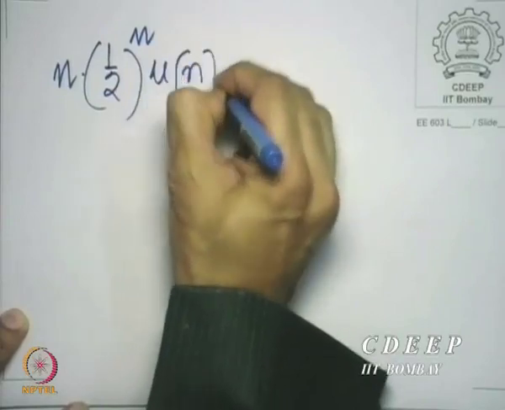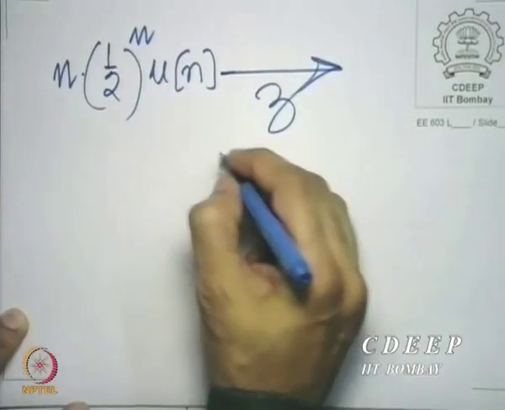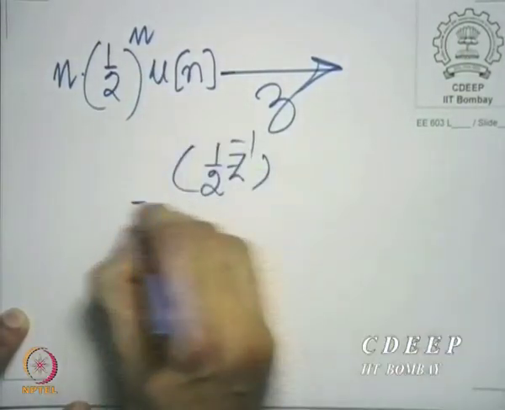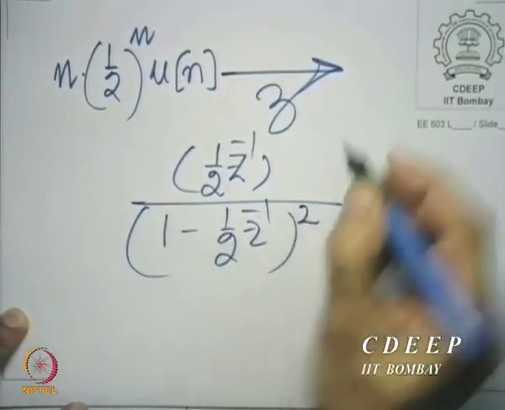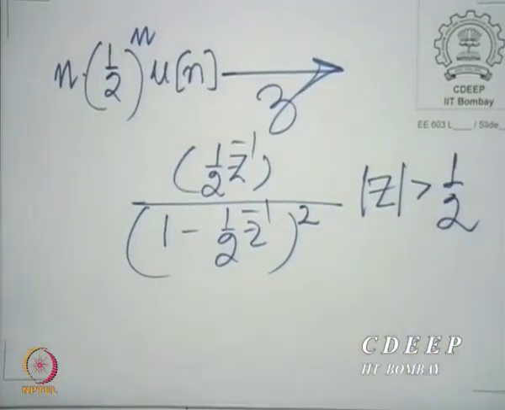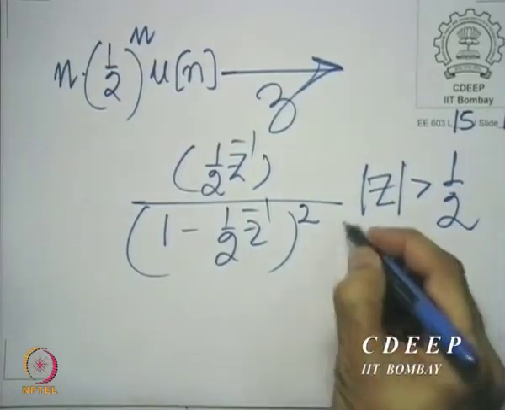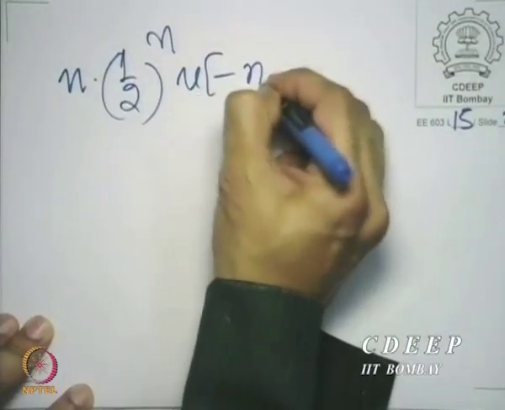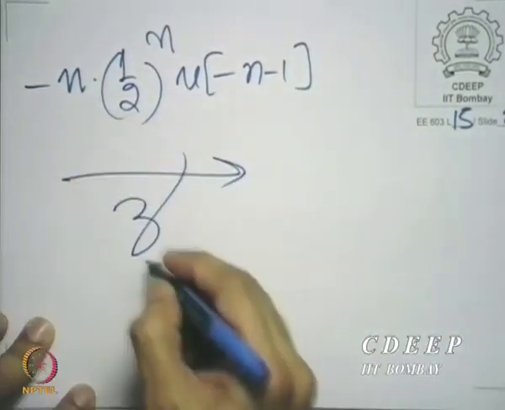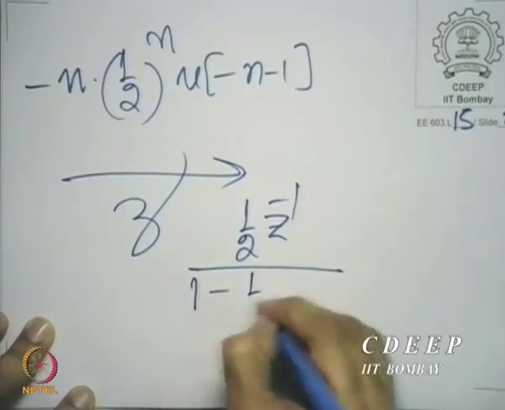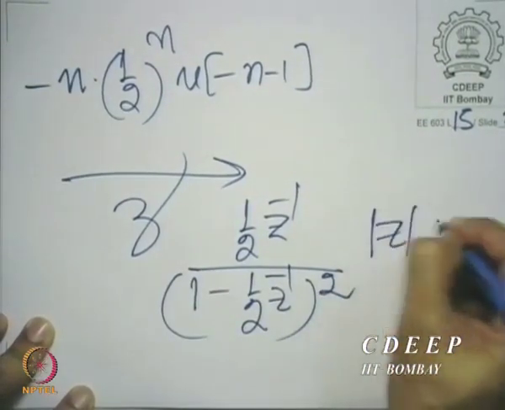So, it is very clear to us that n times half to the power of n, u[n], would have the Z transform half Z inverse divided by 1 minus half Z inverse the whole squared, with the region of convergence mod Z greater than half. This follows in a straightforward way from what we have done so far. And in continuation, n times half raised to the power of n, u[-n-1], negative of this, has the Z transform, same thing, but mod Z less than half. Simple.